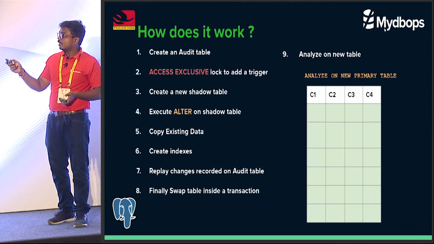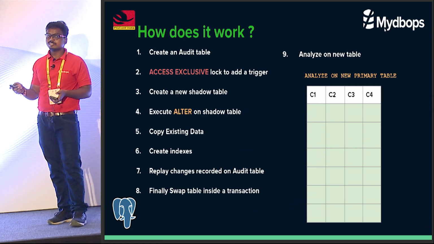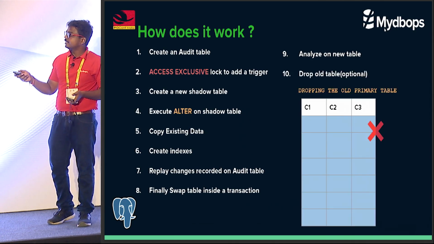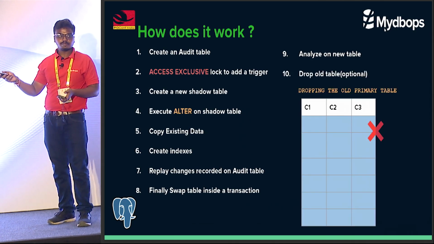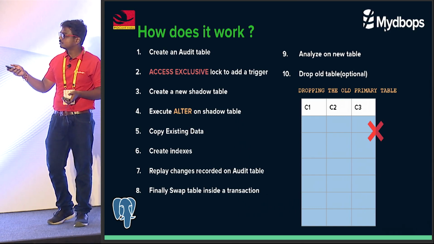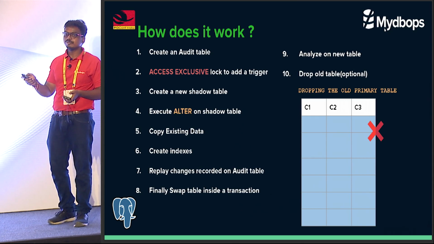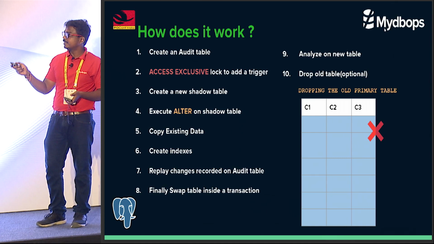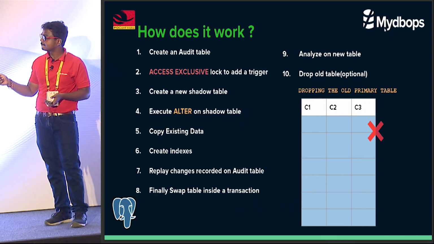And then it will analyze the new table because it doesn't have any stats. So it will perform analyze to have the updated stats. And then finally, it will drop the older production table. And if you don't want to drop it, you can use an option so that it won't drop your older table. So you can do some data validations if needed. So this is the way pg-osc works.